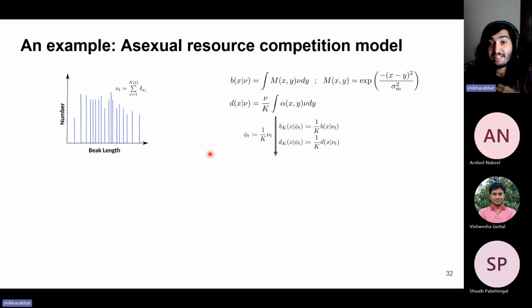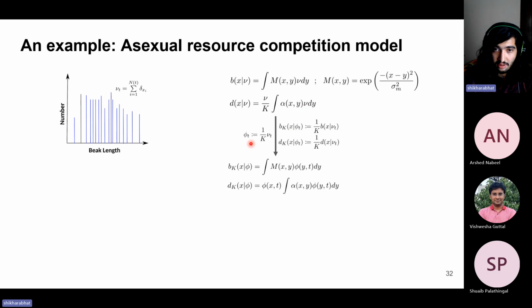This is what our assumption means explicitly. If I now rescale my birth and death rates and densities, I can substitute. This nu becomes k times phi, and this b becomes k times bk, and the k's cancel out. So bk now is m(x,y) phi(y,t) dy. And I have switched notation to make phi an argument of two things to show that it's a field now.